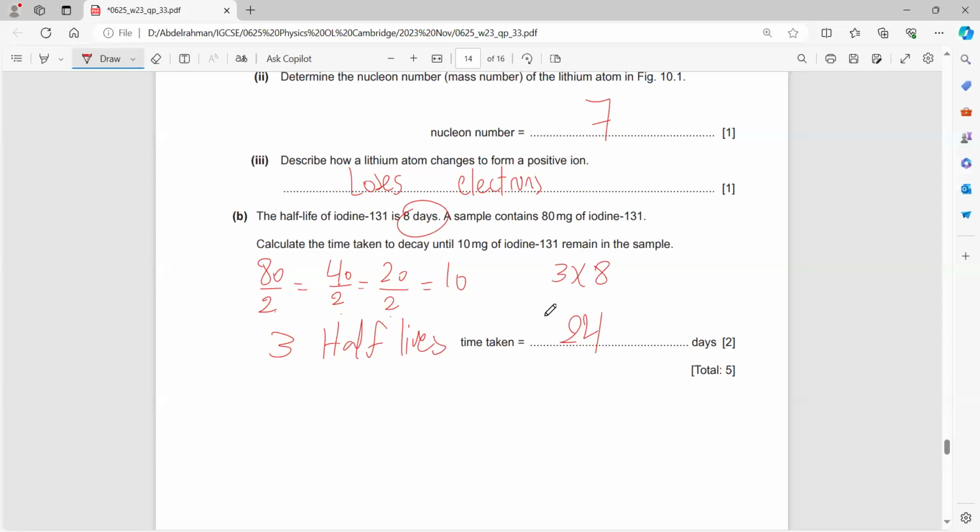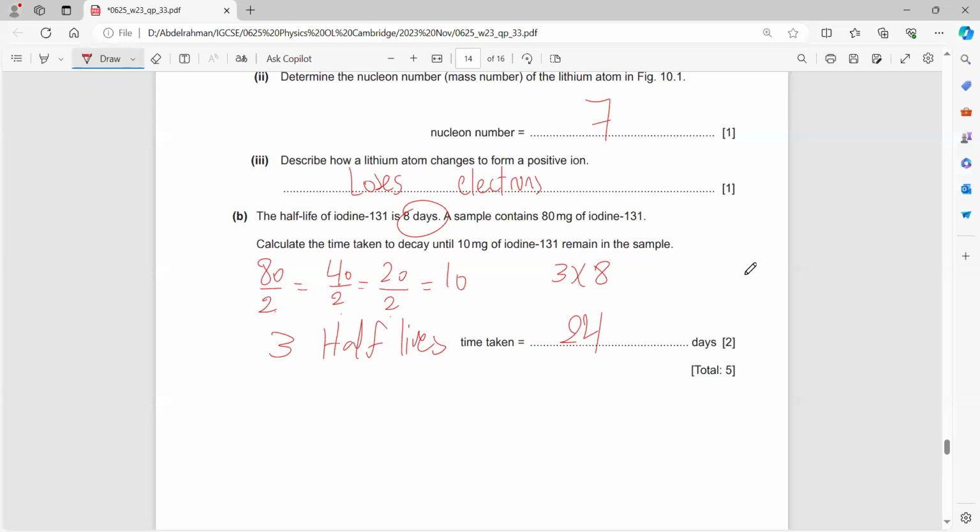As you said, we will divide by 2 until we reach the final number. Divide by 2, divide by 2, divide by 2. It will be 10 after how many divisions? After 3 divisions. Each division is a half-life. Each half-life is 8 days long. So 3 times 8 is 24 days. So it took 24 days to reach a mass of 10 milligrams. It started with 80, it ended with 10 milligrams. Any questions regarding this specific question?